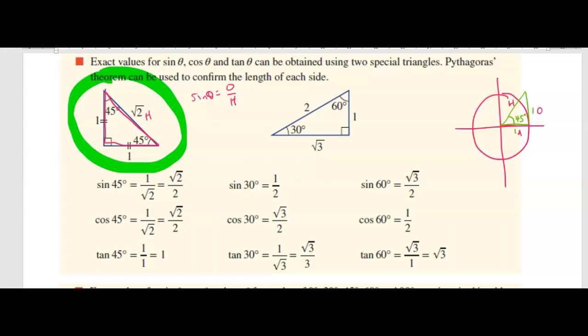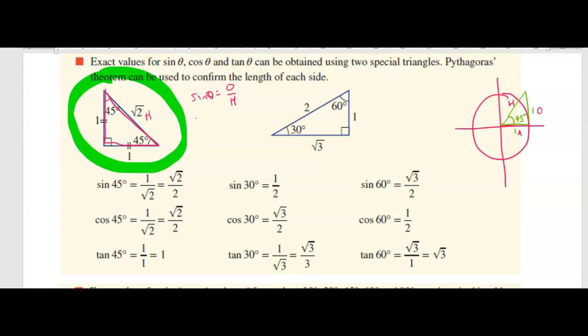Now, if you're wondering why it's then written as root 2 over 2, that's because we've rationalized the denominator. Usually we don't leave a surd in the denominator. So multiplying by root 2 over root 2 gives you root 2 over 2.